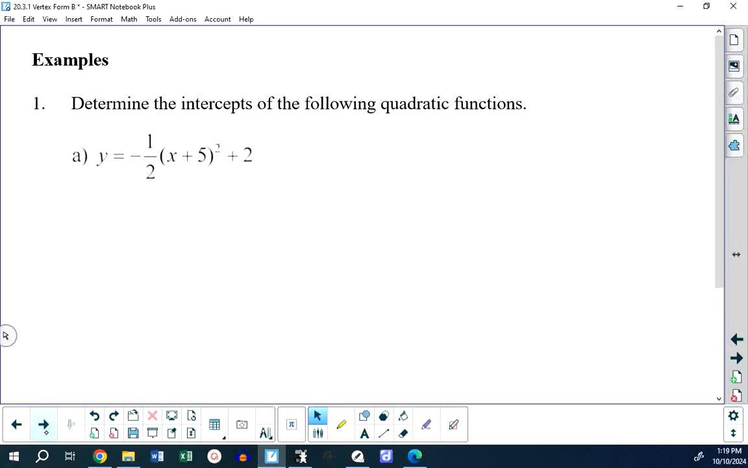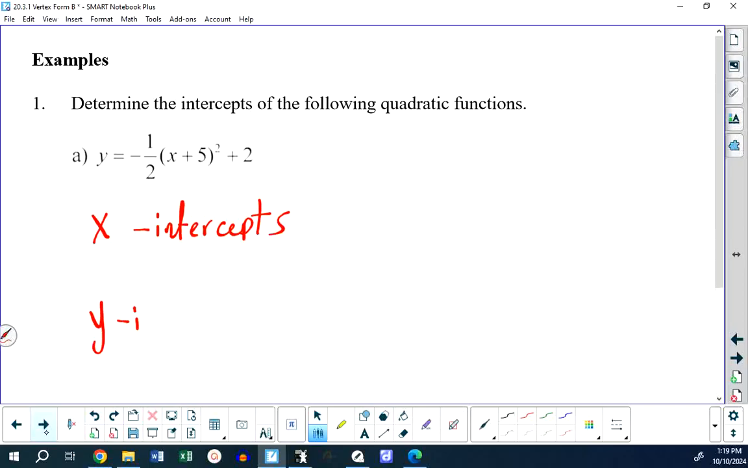So the first question says, find the intercepts of the following quadratic functions. Well, that means we need to find the x-intercepts. And if you stop and think about the shape of a parabola, it's possible there are two x-intercepts, so I use plural. And we need to find the y-intercept. And I don't want to get into a whole lesson on functions, but functions can only have one y-intercept.